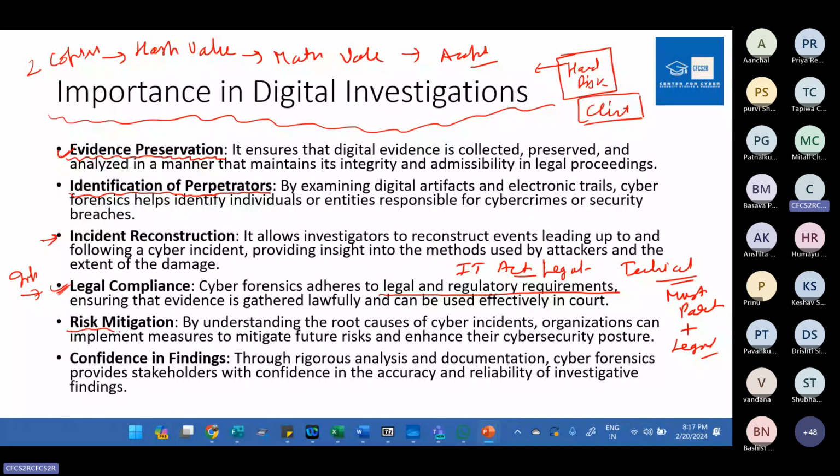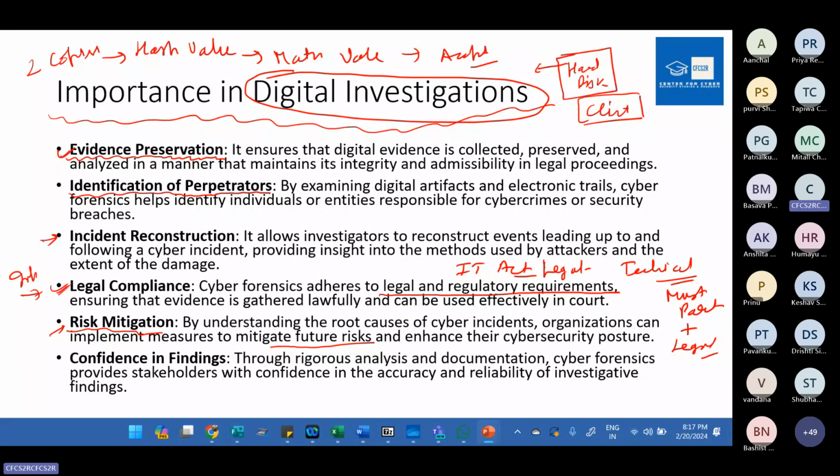Then risk mitigation. By understanding the root cause analysis of a cyber incident, an organization can implement measures to mitigate future risks. So why do we do digital investigation? To reduce future risk. Maybe some breach has happened, and if we are able to find out why this breach happened by doing digital forensics, we can close that door so that the adversary, the attacker, does not use that door to come again.